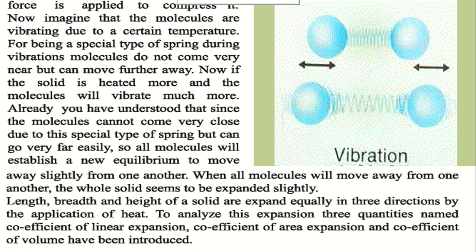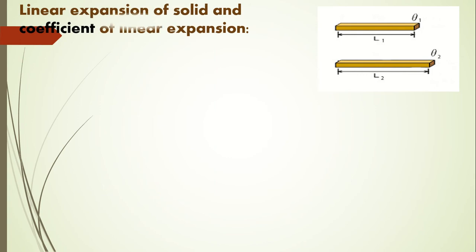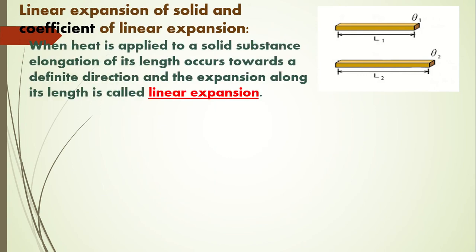Length, breadth, and height of a solid are expanded equally in three directions by the application of heat. To analyze this expansion, three quantities named coefficient of linear expansion, coefficient of area expansion, and coefficient of volume expansion have been introduced. Linear expansion of solid and coefficient of linear expansion.